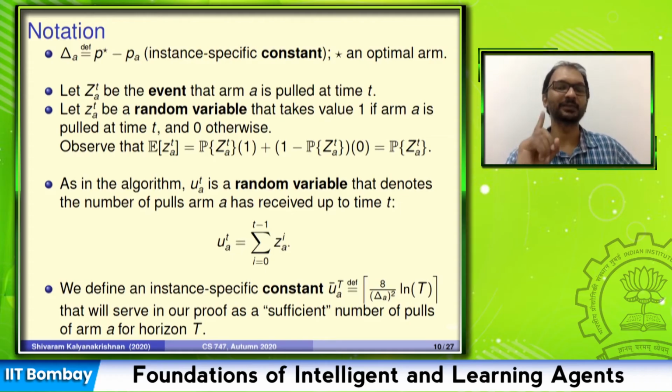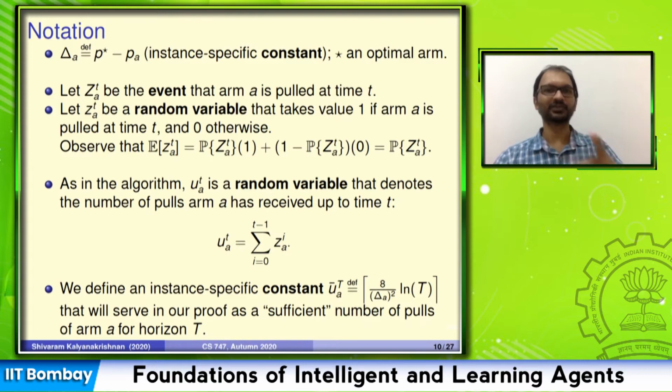So what is to notice from this slide is capital delta A as well as U bar TA are constants that depend on the problem instance. Okay, they're constants. The other things, the little ZTA, capital ZTA, U, these are either events or random variables. Each time you run the algorithm, they might take a different value.